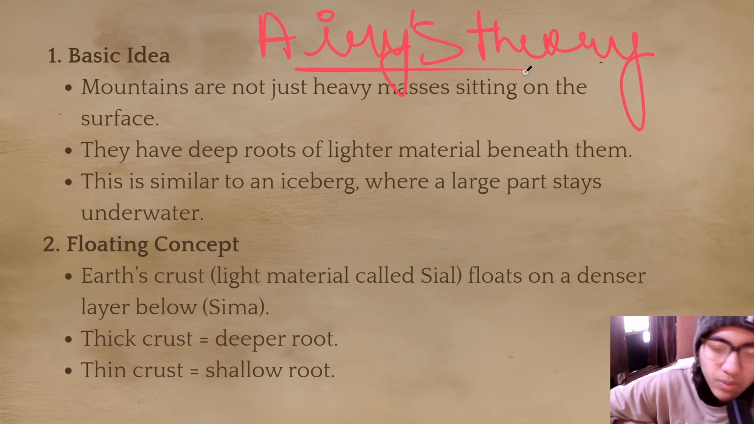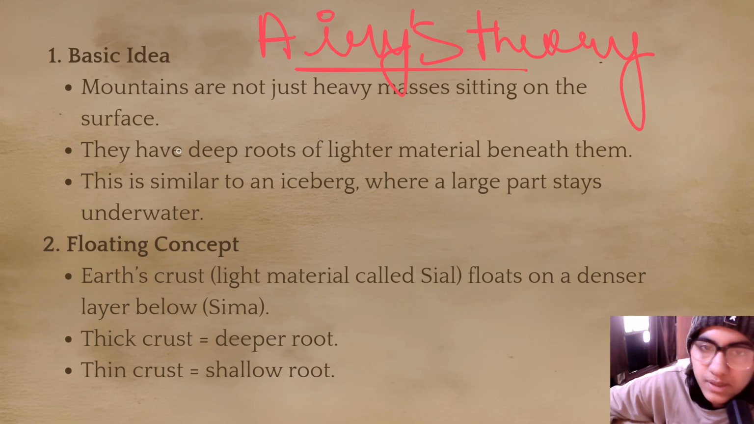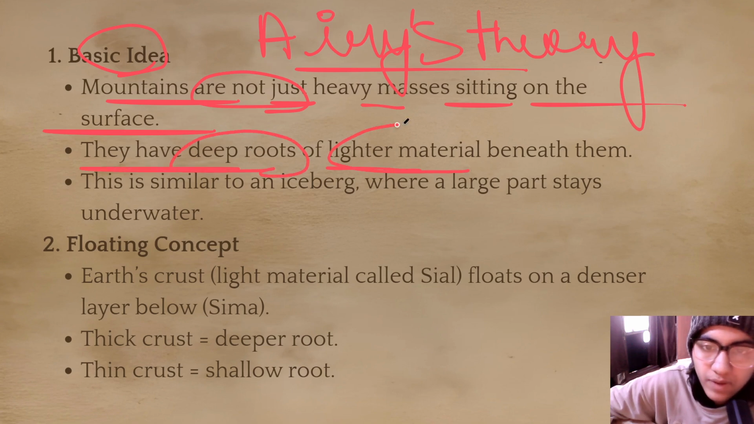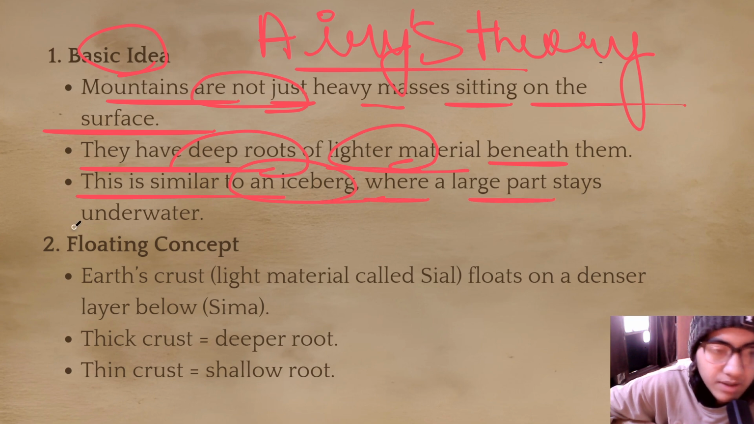Okay, so views on isostasy. In that, there are different theories that come in, and we will cover the first theory, by Airy. The basic idea of this particular theory is mountains are not just heavy masses sitting on the surface, they have deep roots of lighter material beneath them. This is similar to an iceberg, where a large part stays underwater.